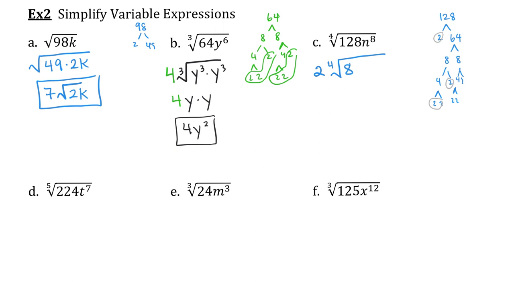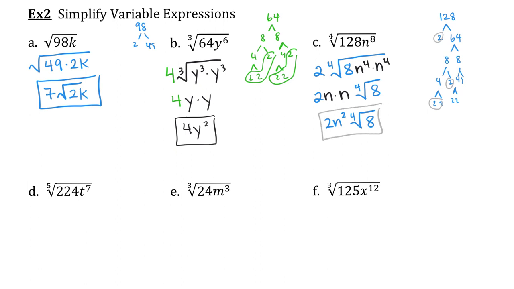Okay, so I have an 8 left in here, but I also have an n to the 8th, which I could rewrite as n to the 4th times n to the 4th, or some of you are going to be able to simplify that without doing it out like that. Okay, now the 4th root of n to the 4th is n, and the 4th root of n to the 4th is still n. That 8 is going to be stuck in there, though. So I'm getting 2n to the 2nd times the 4th root of 8.